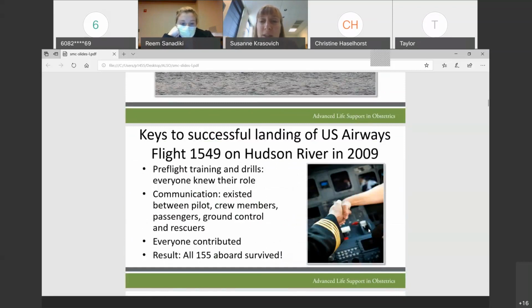Really, the keys to success of that landing were that everyone involved in the flight crew underwent pre-flight training and drills. Everyone knew what their role was supposed to be. Everyone communicated, and that good communication existed between the pilot, the crew members, the passengers, ground control, air traffic control, and the rescuers. Everyone, in other words, was part of the team, did their roles well, and communicated to make that a safe landing as opposed to a disaster.